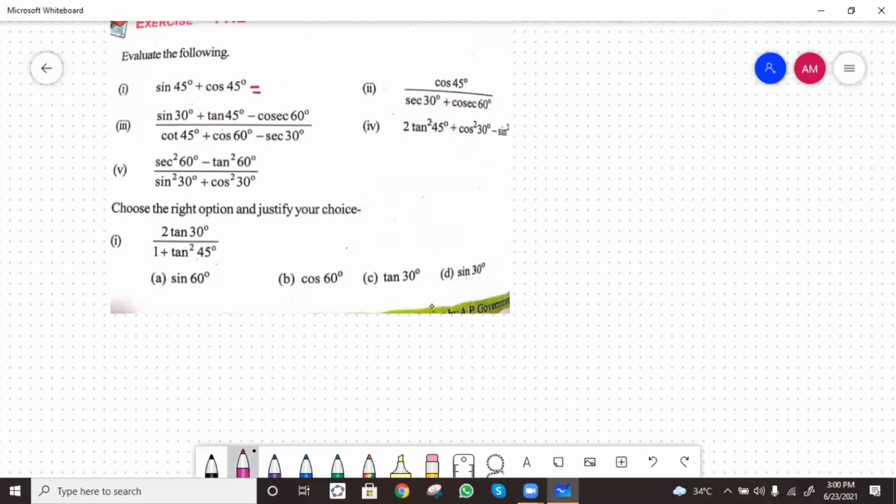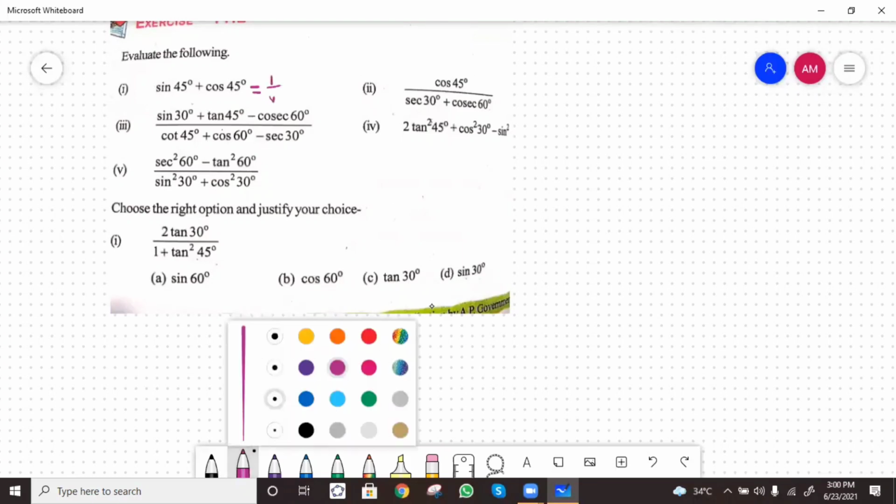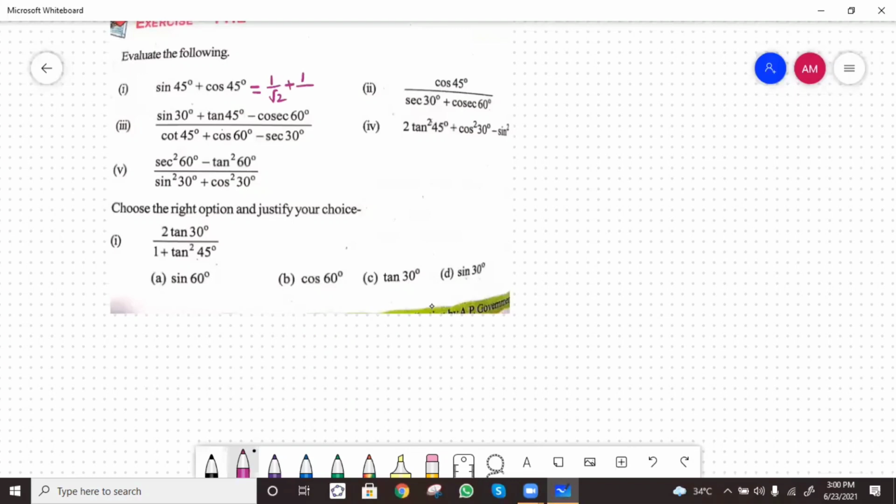Evaluate the following. These are very simple. What is sin 45? 1 by root 2. Very good. What is cos 45? 1 by root 2. So if we add these two, we get 2 by root 2. Clear?